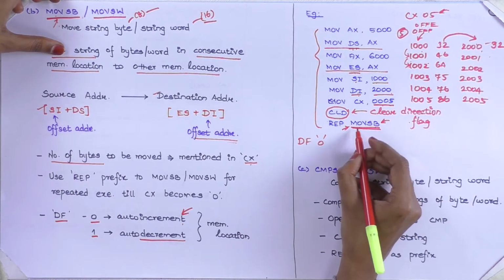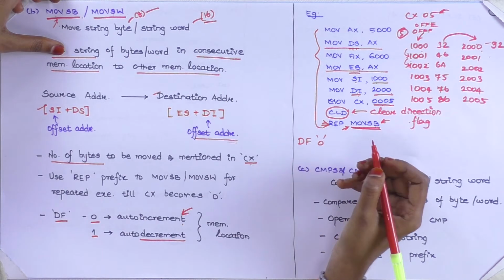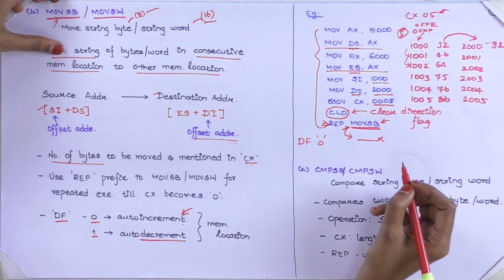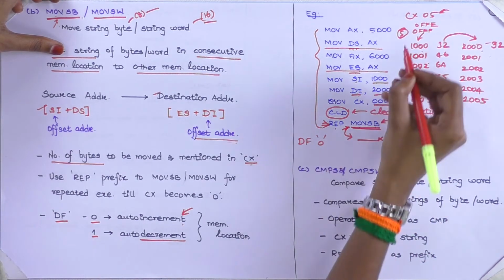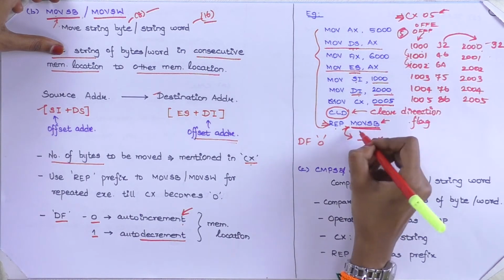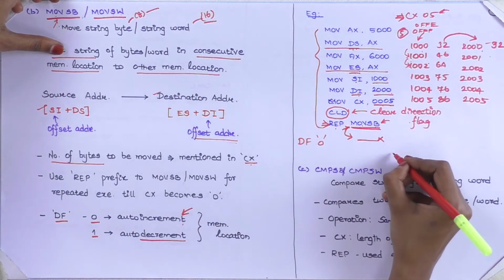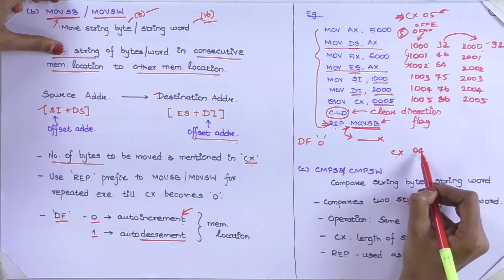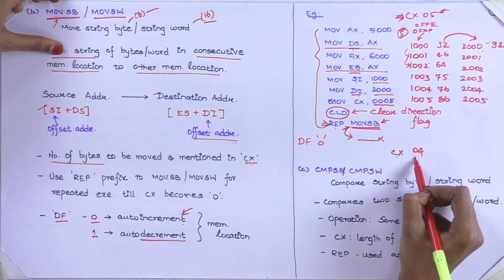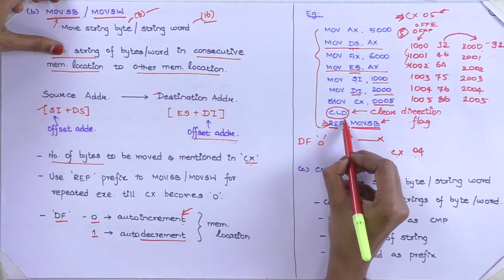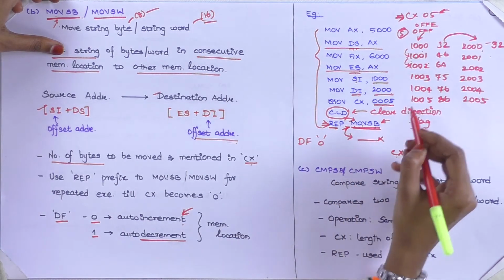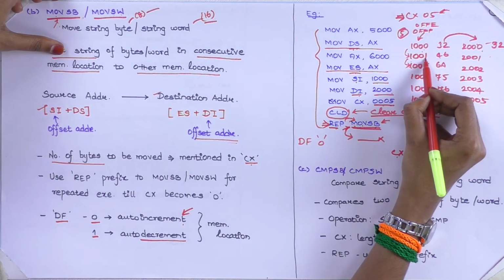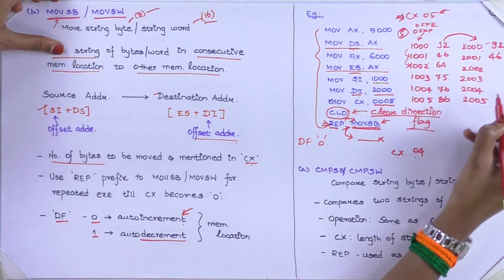Since we have used a repeat instruction, the next instruction after the move will not be executed yet. The repeat instruction will check the CX register. Once the move has been executed, CX has become 04. So the repeat will check whether CX has become 0 or not. Now it is not 0, so the repeat will again execute MOVSB. Since we have cleared the flag, 1000 has been incremented to 1001, so 46 is now stored in 2001.